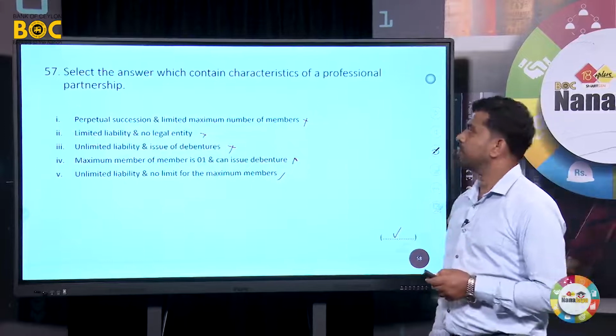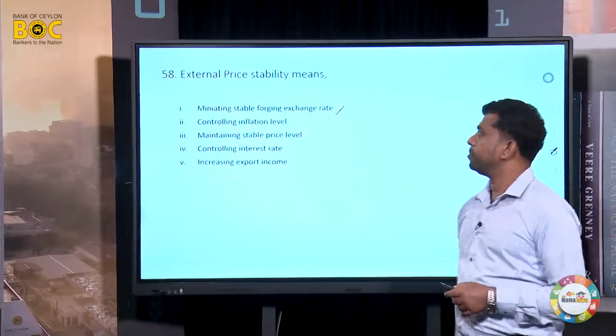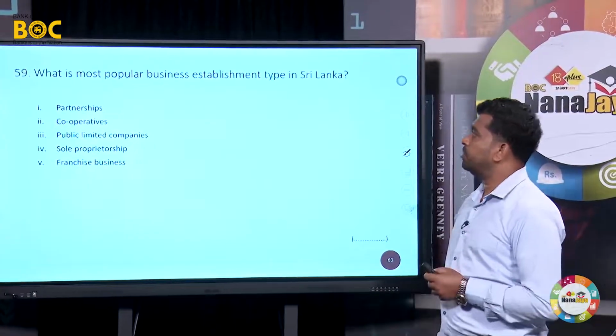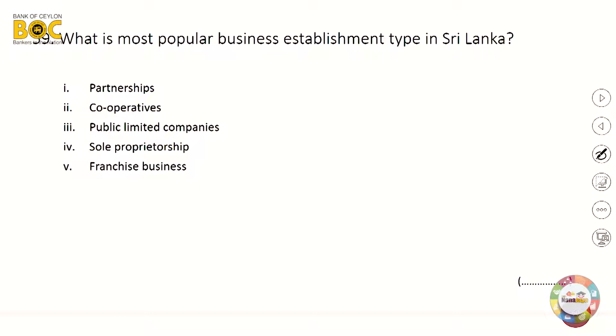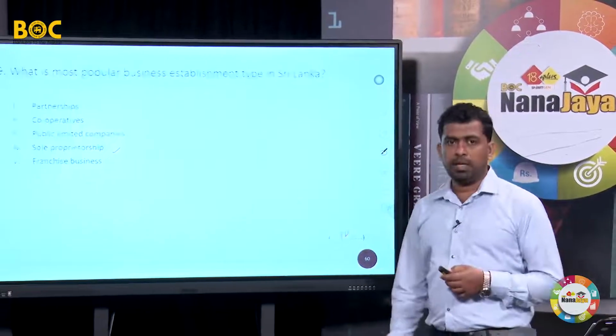Question number 58. External price stability means maintaining a constant or stable foreign exchange rate. That idea is given in the first option. Question number 59. What is the most popular business establishment type in Sri Lanka? We can see a lot of sole proprietorship businesses in Sri Lanka. So the most popular form of business organization in Sri Lanka is sole proprietorship. The answer is the fourth option for question number 59.